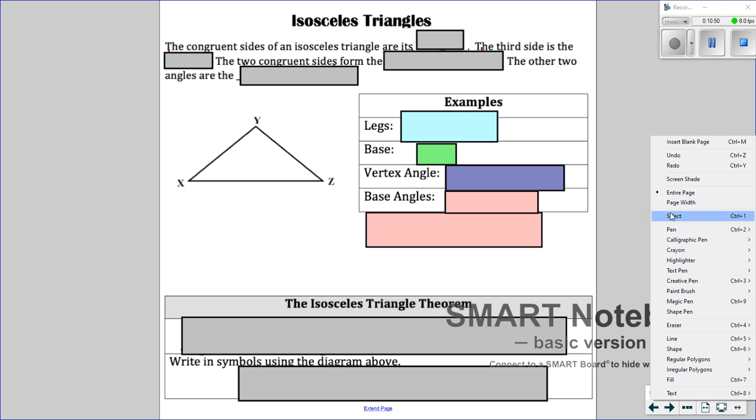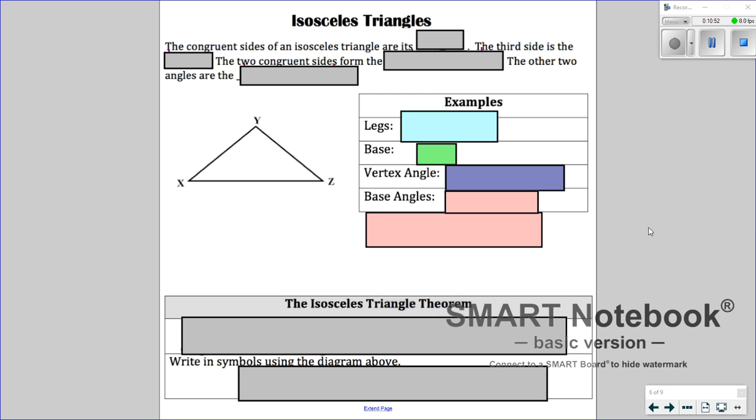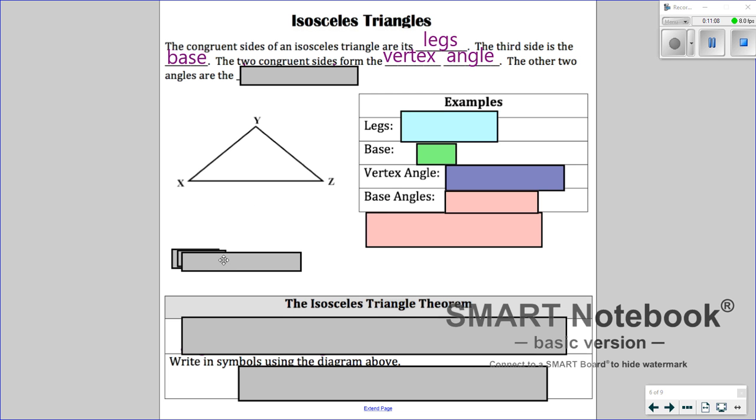Alright, so we're going to talk about isosceles triangles. The congruent sides of an isosceles triangle are its legs. The third side is the base. The two congruent sides form the vertex angle. The other two angles are the base angles.